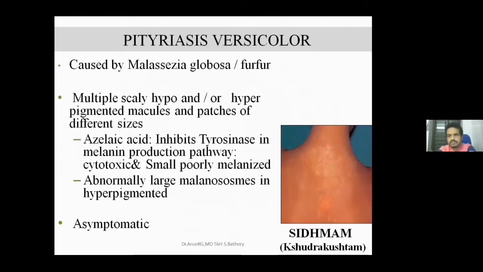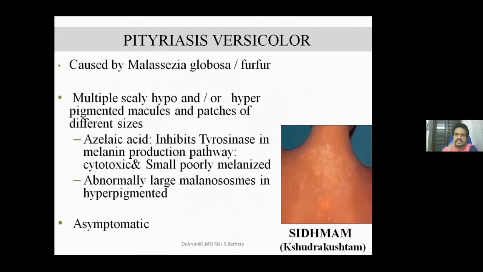The next variety of superficial fungal infection is pityriasis versicolor. It is caused by Malassezia globosa or furfur. Previously it was called Tinea versicolor, but now it is known that it is caused by a yeast rather than a fungus, so it is called pityriasis versicolor. It will manifest in two categories. In fair individuals it will usually be hyperpigmented, whereas in dark individuals it will be hypopigmented.